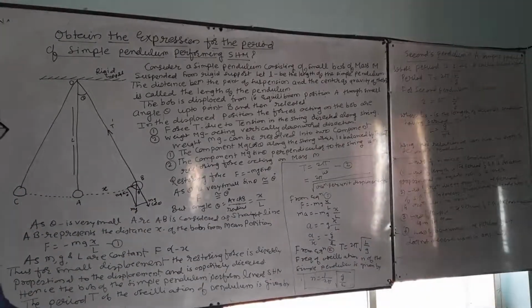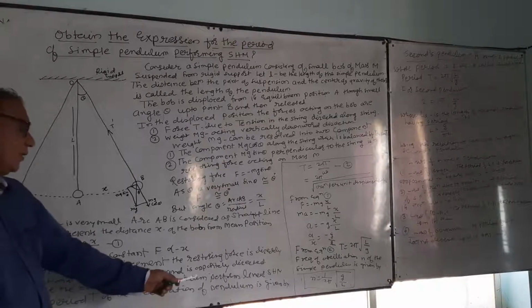Then we have to find the period T of the oscillation of the pendulum, given by T is equal to twice pi upon omega. This denotes equation number 2. Equation 1 is F is equal to minus mg into x upon L, and equation 2, period of the simple pendulum, T is equal to twice pi by omega, which is again twice pi upon acceleration per unit displacement.